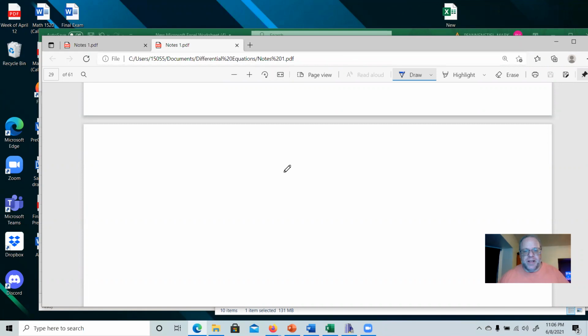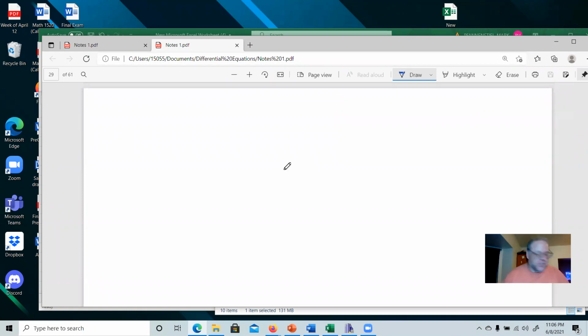So today we are going to be talking about section 2.6, which is Euler's method. All right, so a couple of things to start with first.